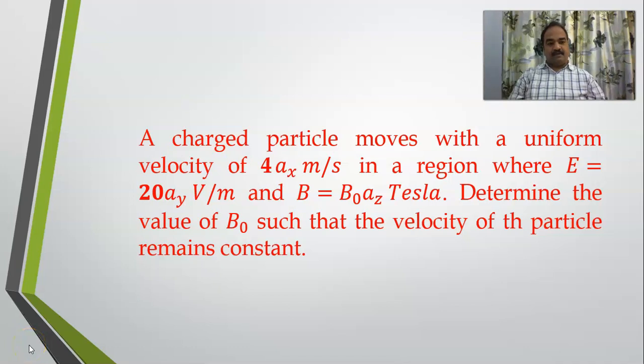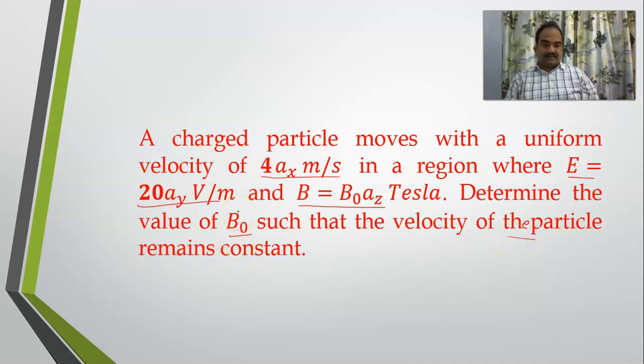Now this is the second problem. If you carefully see the problem, a charged particle moves with a uniform velocity of 4 ax meters per second in a region where this is the electric field and this is the magnetic field. Determine the value of B naught such that the velocity of the particle remains constant.